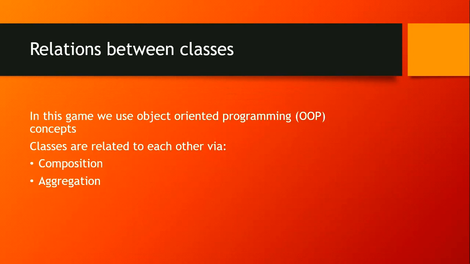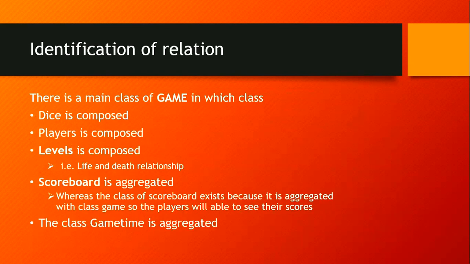I will tell you the relation between them. In this game we use general OOP concepts. Classes are related to each other via composition and aggregation, as you can see. Identification of relation: there is a main class of game in which dice is composed, class player is composed, and class level is composed. That is, as the game is destroyed, all these classes are also destroyed. A death and life relationship between classes.